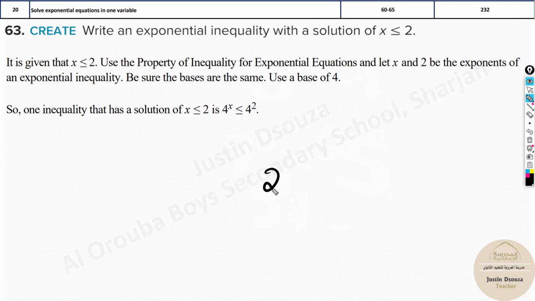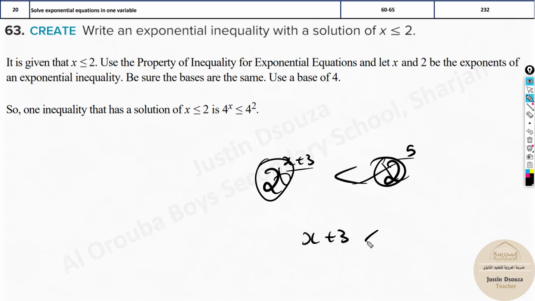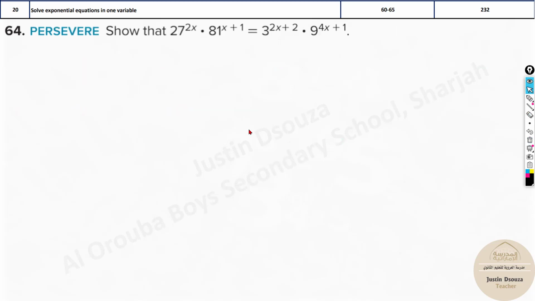Because if you have, for example, 2 to the power x plus 3 less than 2 to the power 5, we have this power. As long as the bases are the same, we can equate the powers, right? We can write it as x plus 3 less than 5. We know this concept. So in the same way, use the same bases. Instead of this, you can even take 5 to the power x less than or equal to 5 to the power 2. This is also fine, okay? That's what I meant at the beginning. Take power on both the sides, right? That's the concept. And over here we have an exponential problem that we need to solve.